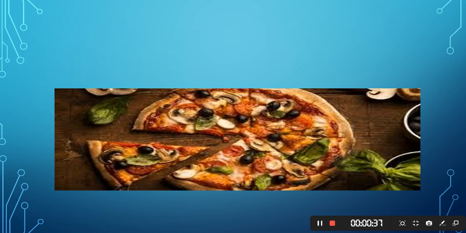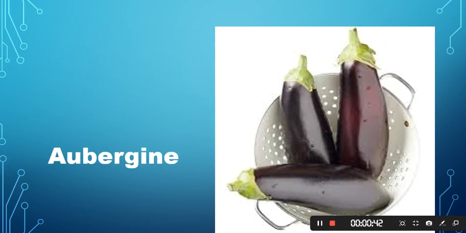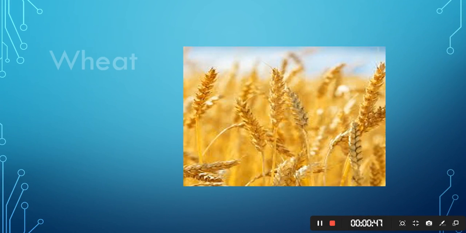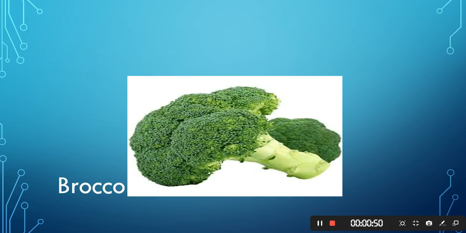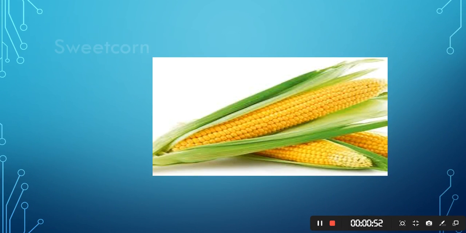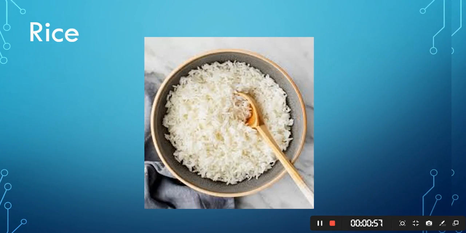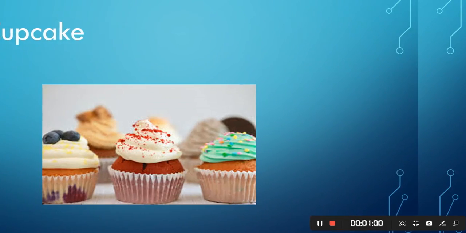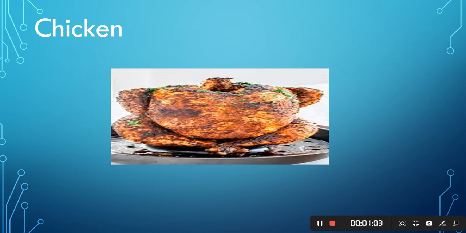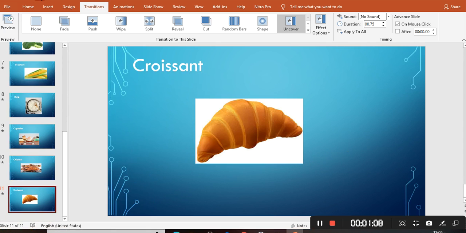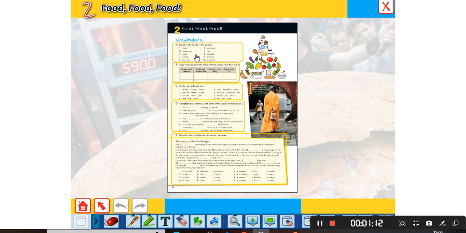The first word is pizza, as you can see in the picture. This is aubergine, eggs, wheat, broccoli, sweet corn, rice, cupcake, chicken, and croissant.